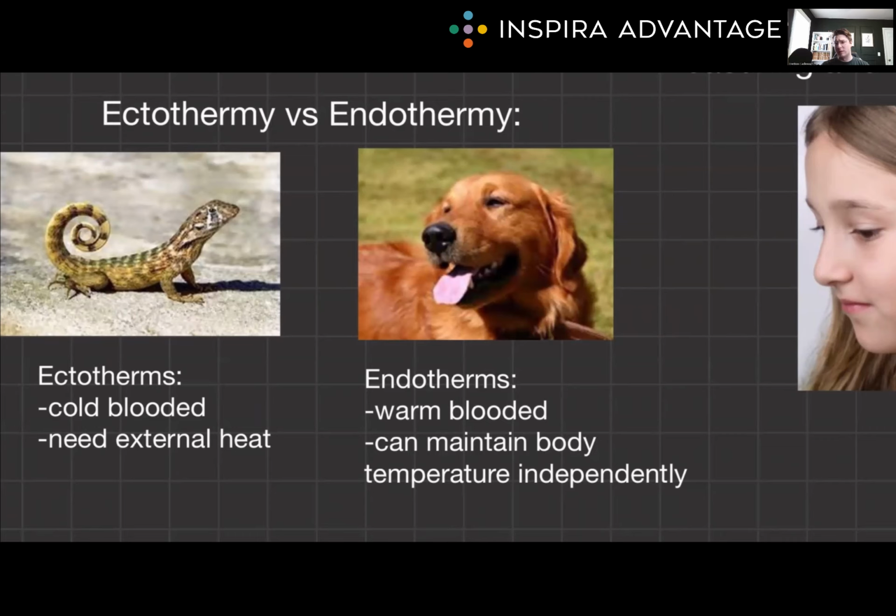And I know this might seem random for the MCAT, but I have seen questions asking, is a reptile cold-blooded or not? So this is definitely important for the exam.